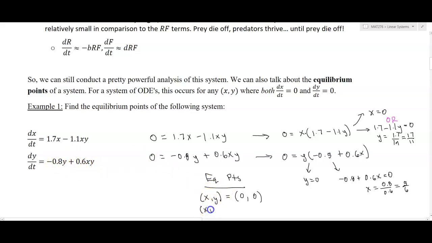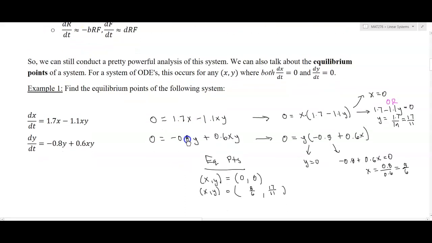The other way for the first equation to produce a 0 rate is if y is 17/11. So if y is 17/11, that'll make the first equation 0. The second equation will only be 0 if y is 0, so that can't be true because we're saying y is 17/11, but it can also still be 0 if x is 8/6. And if you plug in 8/6 for x and 17/11 for y, you're going to get dx/dt is 0 and dy/dt is 0. So there are actually two equilibrium points for this system, and it's because it's nonlinear that this happens.